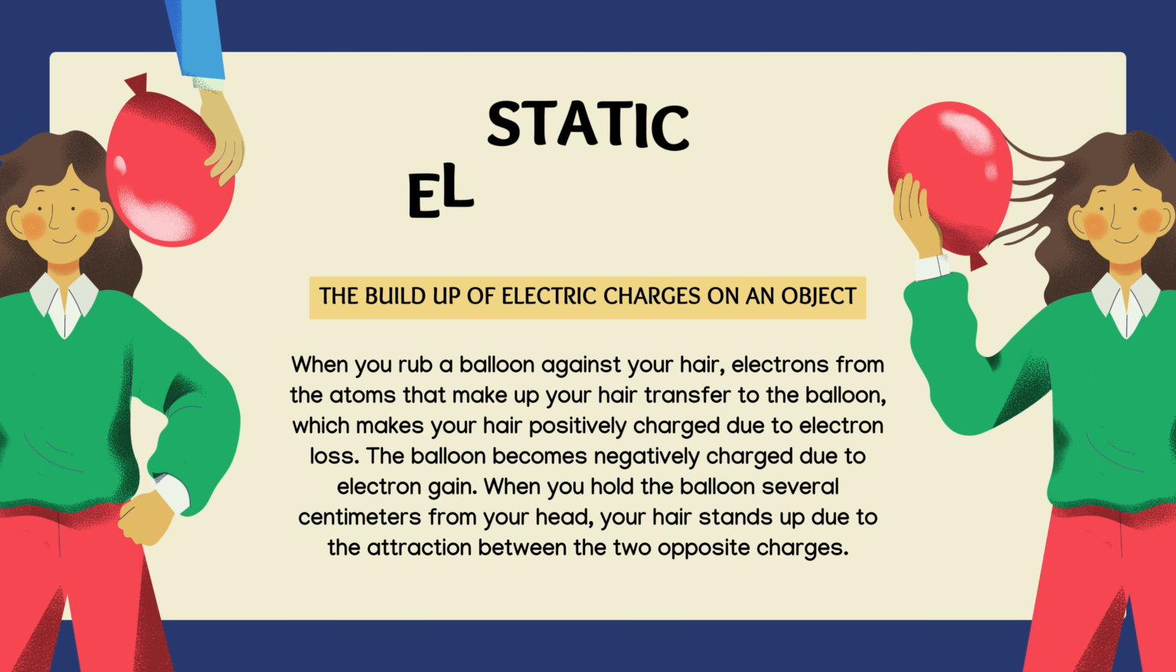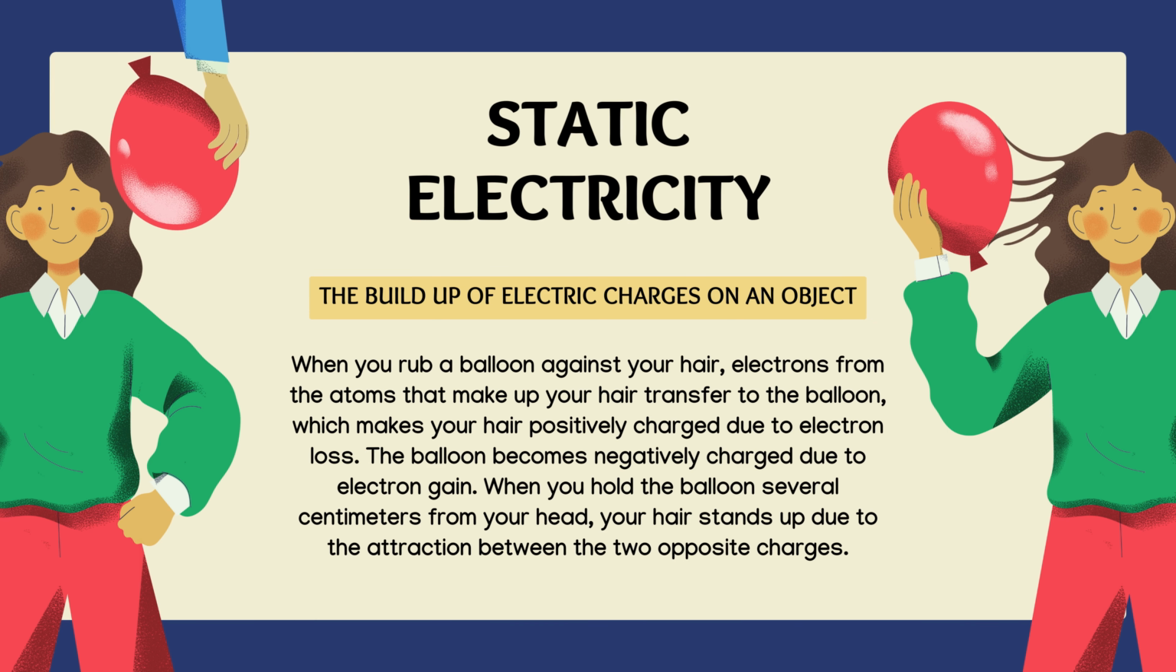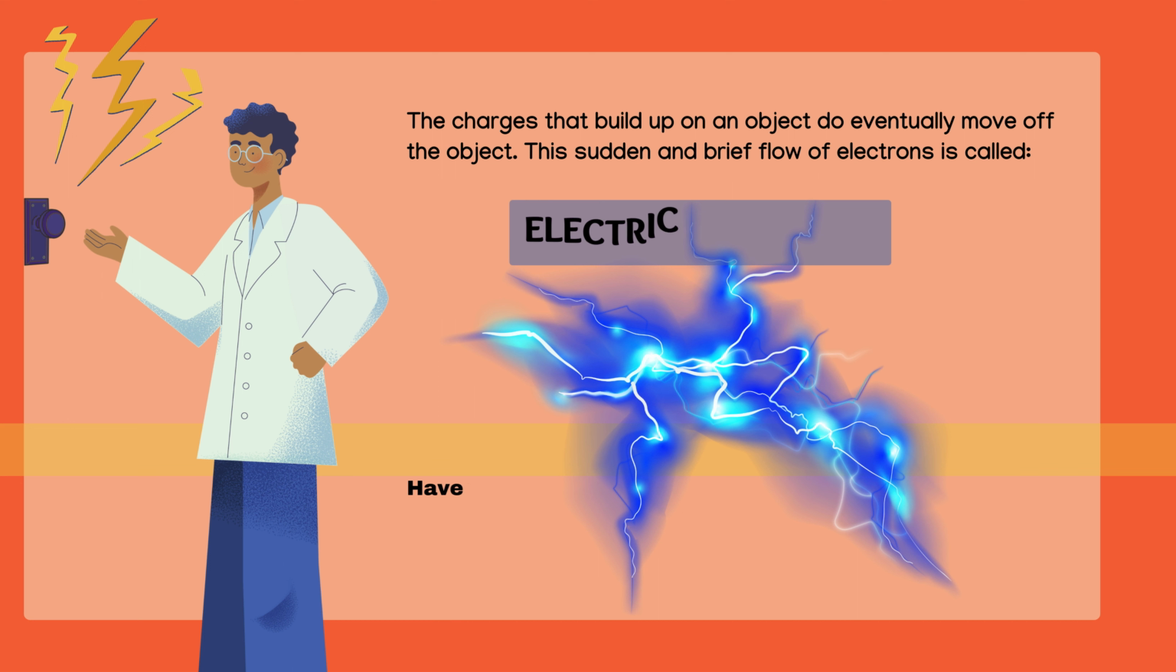Static electricity. When you rub a balloon against your hair, electrons from the atoms that make up your hair transfer to the balloon, which makes your hair positively charged due to electron loss. The balloon becomes negatively charged due to electron gain. When you hold the balloon several centimeters from your head, your hair stands up due to the attraction between the two opposite charges.